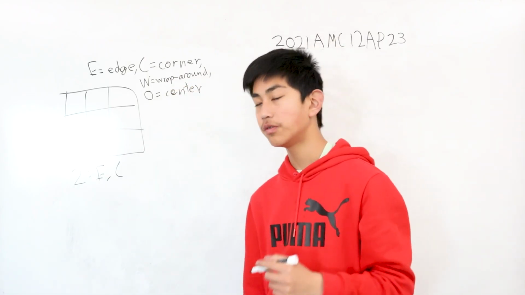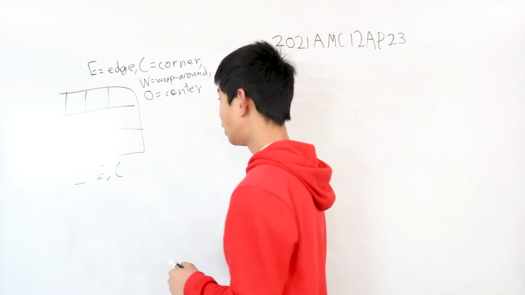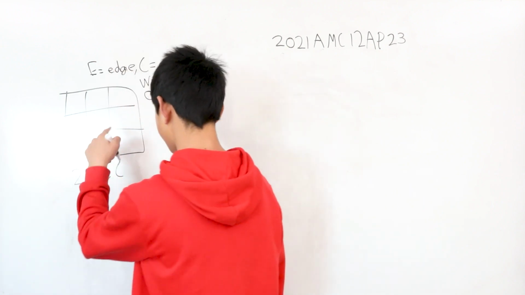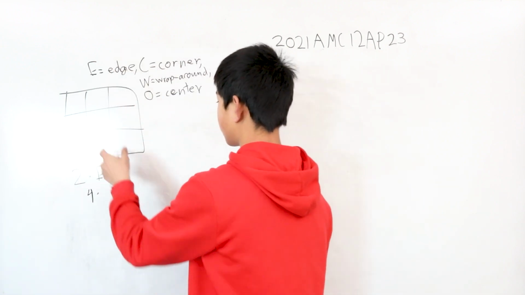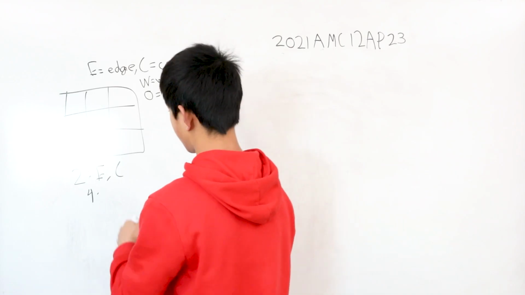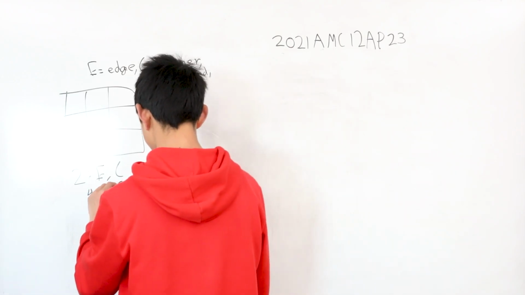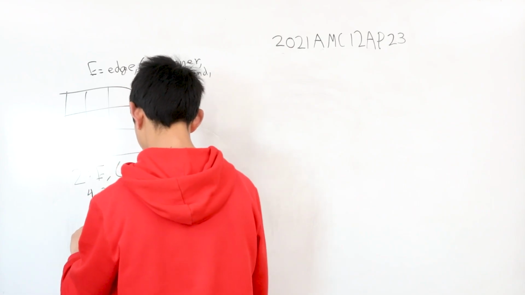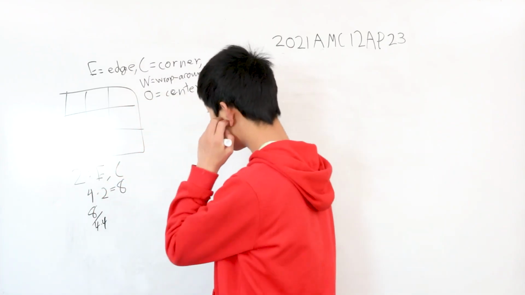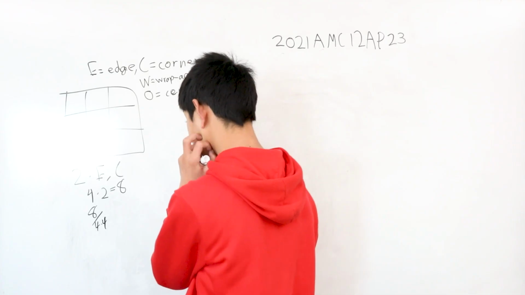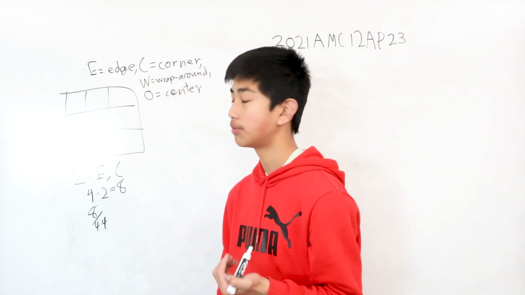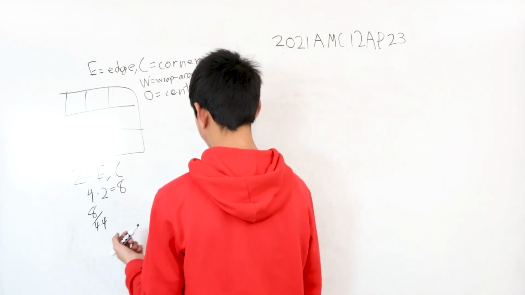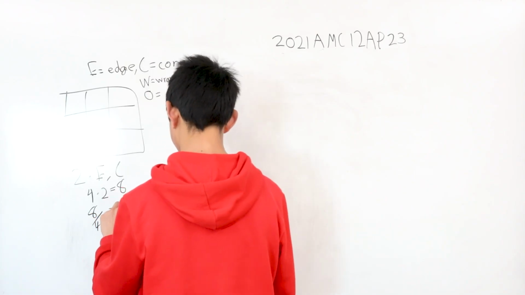So let's move on with this case. There are 4 ways to get to an edge, and then there are 2 corners from each edge, so that's 4 times 2, which is 8. Now this is going to be 8 divided by 4 times 4, because there are 4 times 4 possibilities and 8 possible outcomes that we want. So this is 1/2.